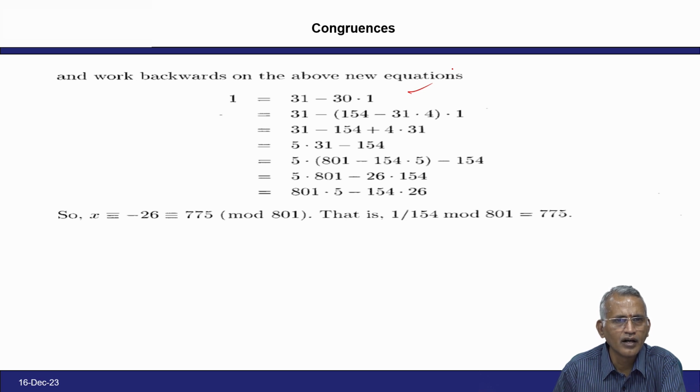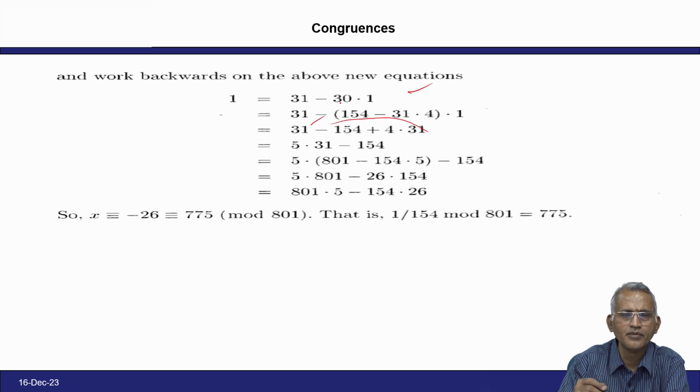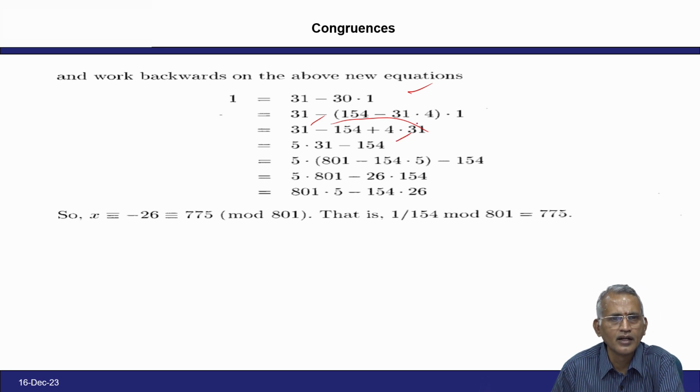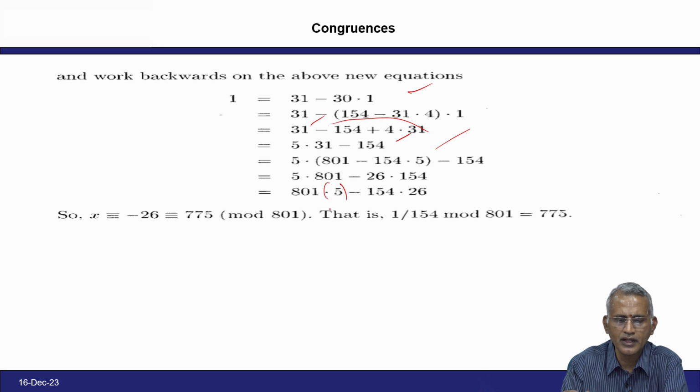Therefore, we have 31 appearing 5 times. So, 5 into 31 minus 154, and 5 into 31 can be expressed as 801 minus 154 into 5, and then we multiply them. So, we have 154 appearing 26 times. So, 5 into 801 minus 26 into 154. The expression can be written as 801 into 5 minus 154 into 26.